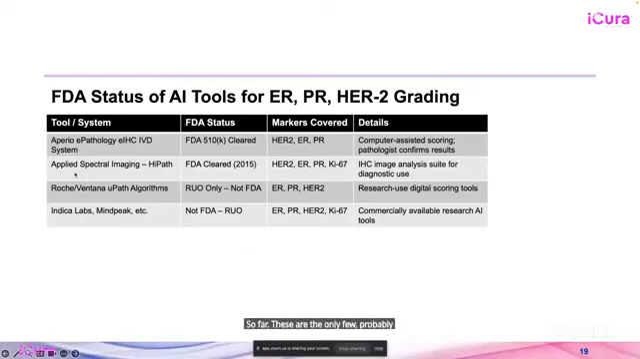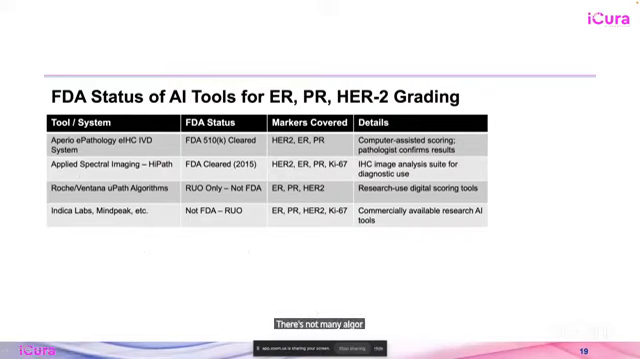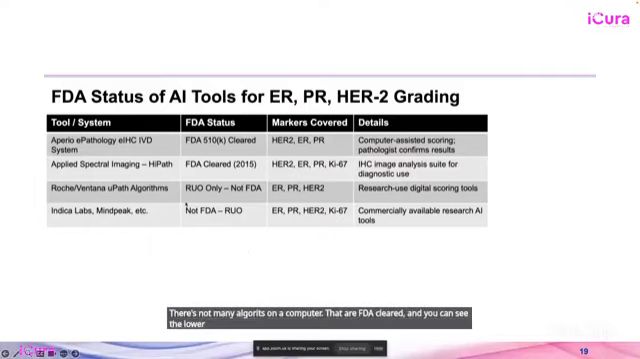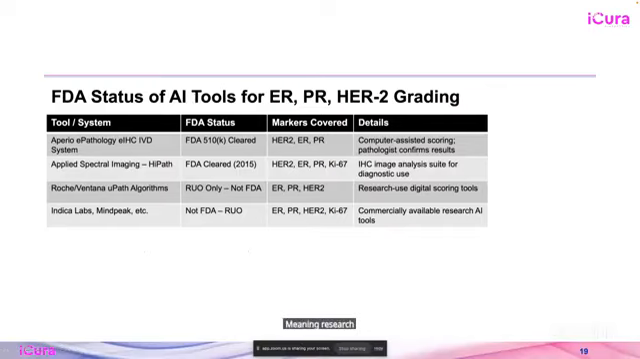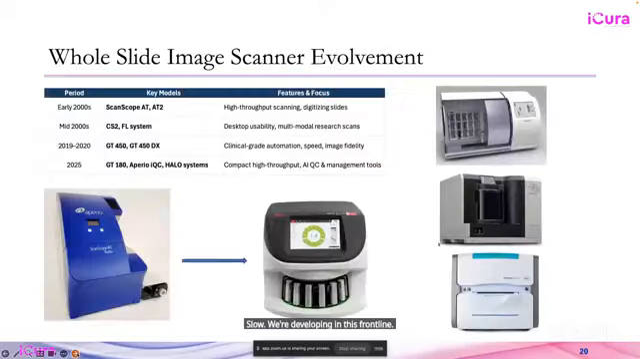But anyway, coming back to the focus of this topic, so far these are the only few, probably, maybe missing one or two, I don't know, but there are not many algorithms on a computer that are FDA cleared. And you can see the lower two actually are not even FDA, they're RUO, meaning research use only. You can't use them on patient samples. This is just how slow we're developing on this front line.